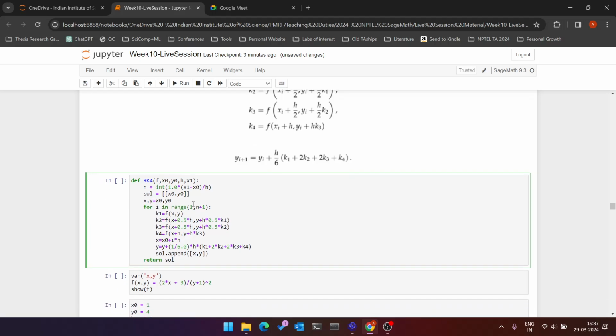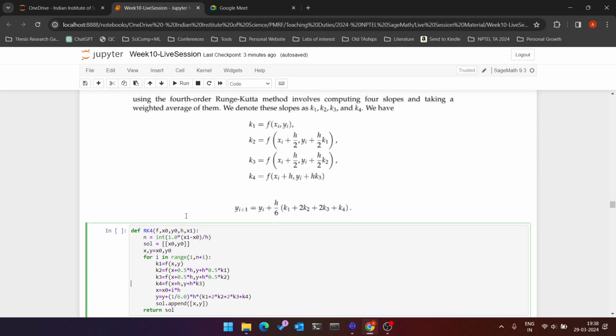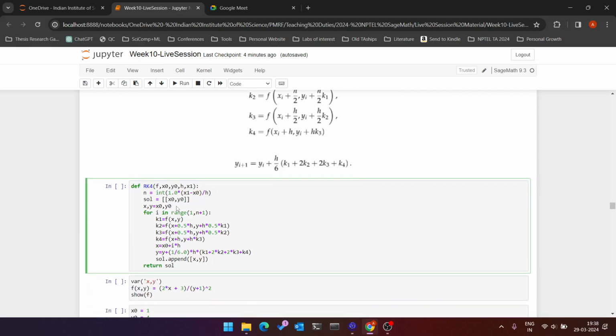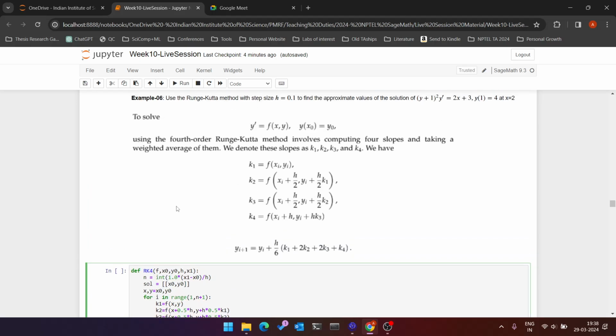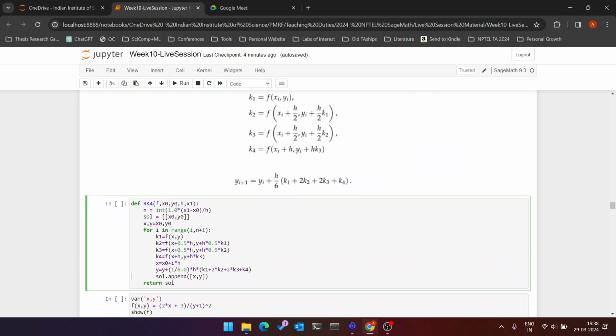So with this in mind, for all the steps for i going from 1 to n, so range i 1 to n plus 1, we see this k1, k2, k3, k4 calculated as shown here in the formula, and then we evaluate the new value of x and new value of y and append it to my solution array. Very simple, straightforward procedure, nothing too extravagant, and simply this will give me a solution array of x comma y.